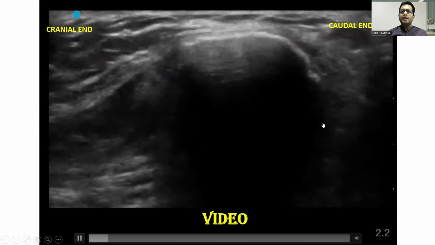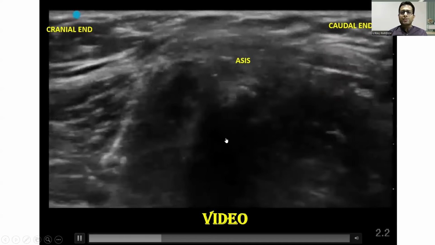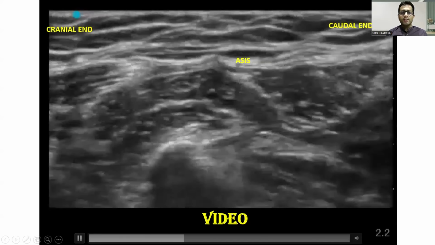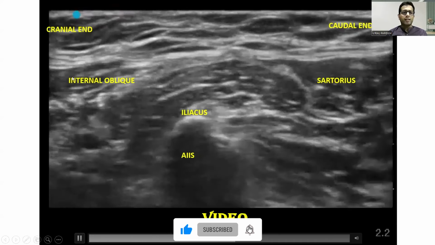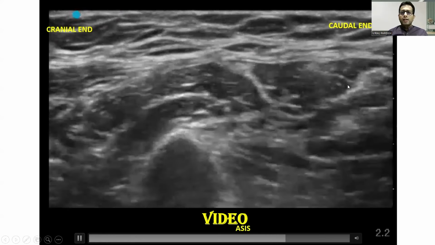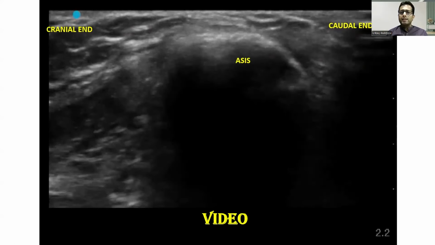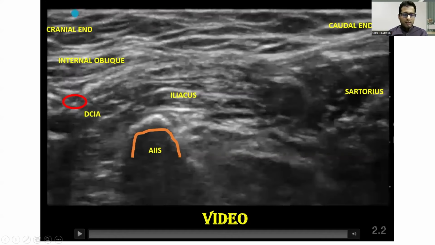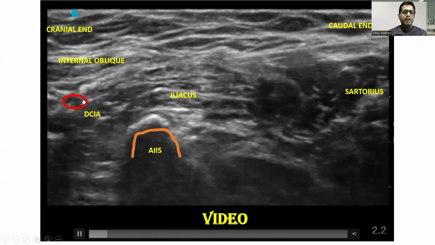So now I am at the anterior superior iliac spine. Since it's a bony structure, it is casting a black shadow. As I move more inferiorly, this is the anterior inferior iliac spine. This is the iliacus. Cranially is the internal oblique. This is the sartorius muscle. Again, as I move cranially, it is the anterior superior iliac spine. Now, I've highlighted the pulsations of the deep circumflex iliac artery in this picture.